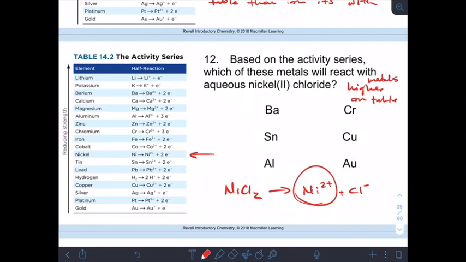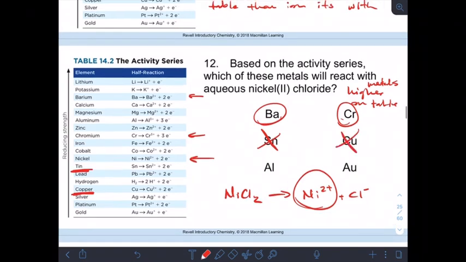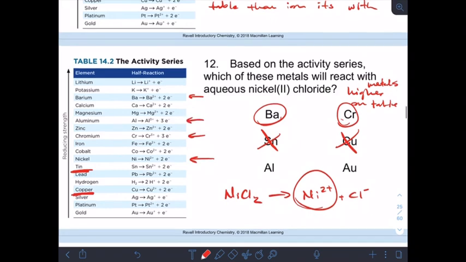The solid metals that are higher on the table: barium. Barium's higher up, so yes. Chromium is higher up, so yes. Tin, Sn, is right here, just below, so no. If the metal solid is below the ion, then it will not react. Copper's right here. It's lower down, so no. How about aluminum? Aluminum is sitting right here, so it's higher up, so yes. And how about gold? Gold is at the very bottom of the table, so no.